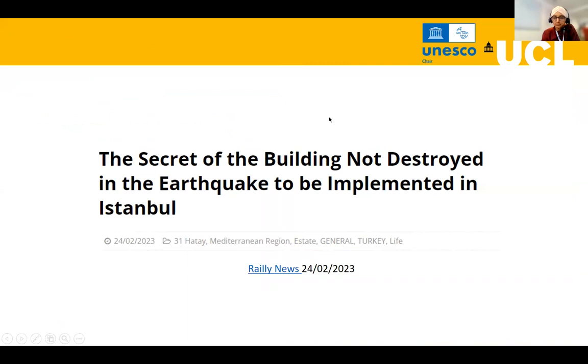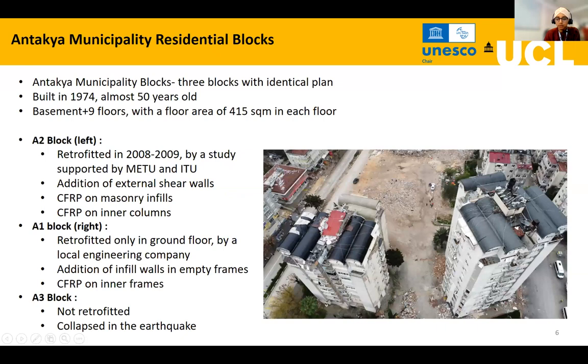So in that city where a lot of destruction happened, there was one building that came out still standing, and as a very good example of good performance in this earthquake. This has now been quoted as an example and is being carried to other cities for the retrofit of deficient structures. We are talking about this particular building, Antakya Municipality Residential Block A2, which is on the left of this figure.